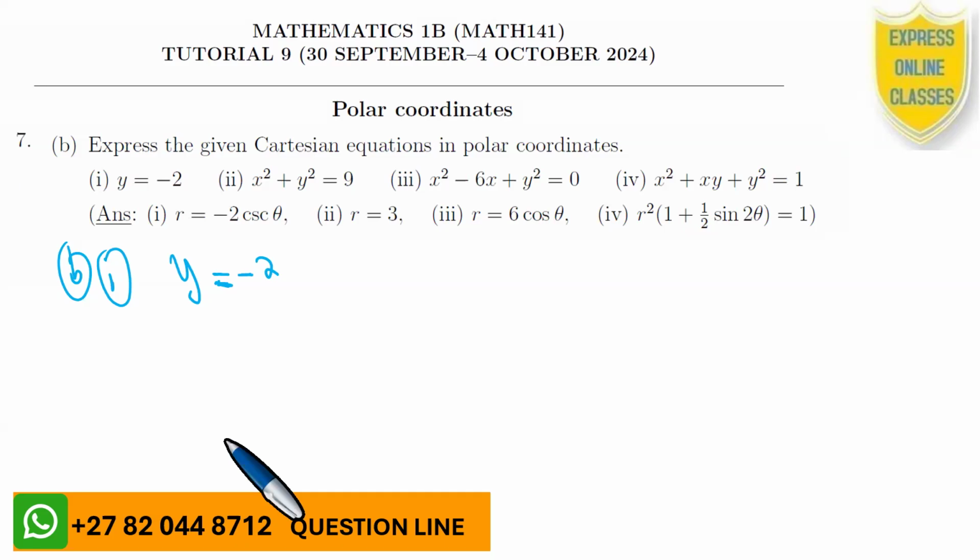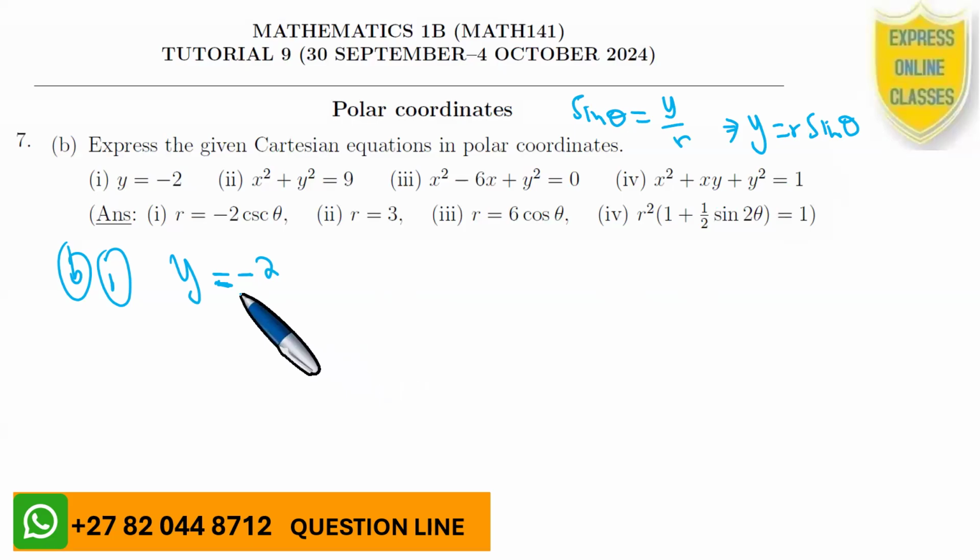If y is -2, then we need to convert it to polar coordinates. But we know that the sine of theta is y over r. Simultaneously, we also know that y is r sine theta. So wherever there is y, we can put r sine theta, which is -2. And therefore, to solve for r, divide by sine theta, it becomes -2 divided by sine theta.